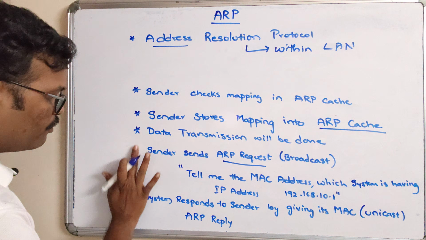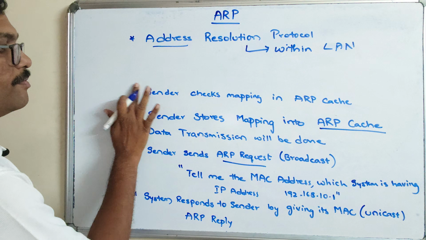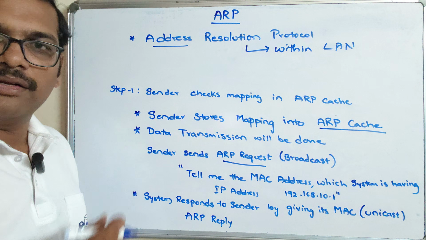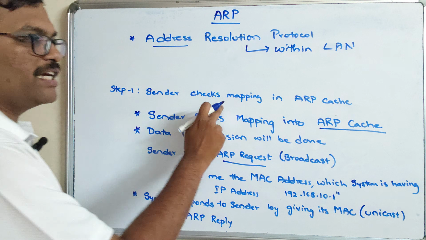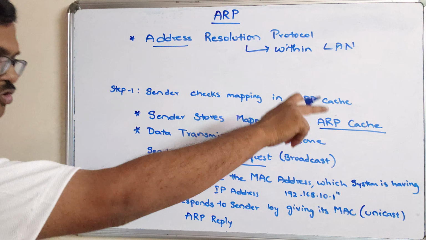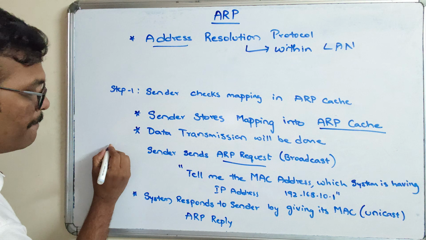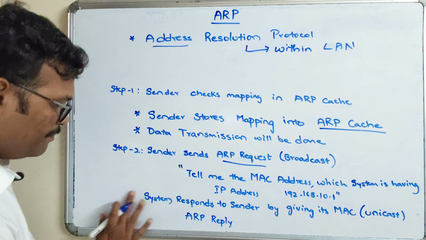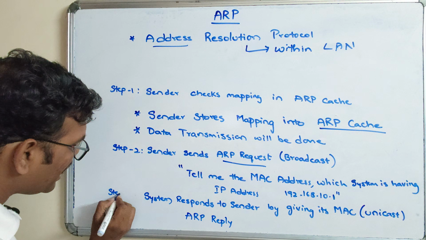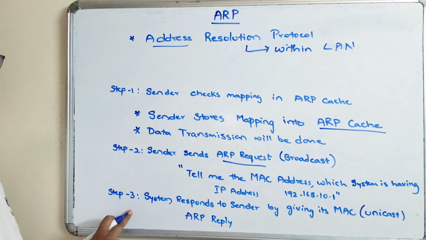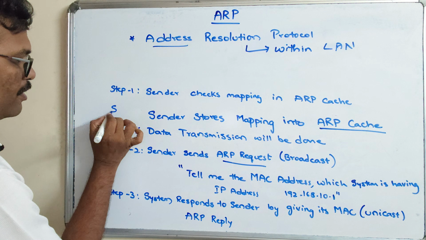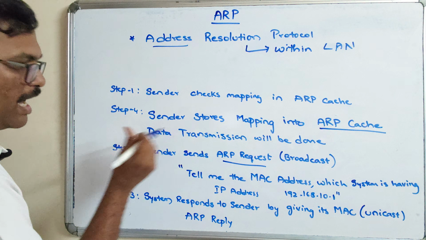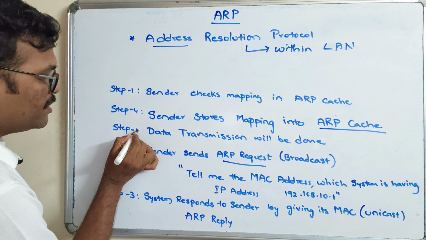So I'll write the steps, don't worry. So this is the step 1. I'm extremely sorry because I have written the steps in a jumbled order. So step 1, sender checks the mapping in the ARP cache. If it is not there, then step 2, sender sends the ARP request, and step 3, sender gets the response. And then step 4, sender stores the mapping into the ARP cache, and step 5.